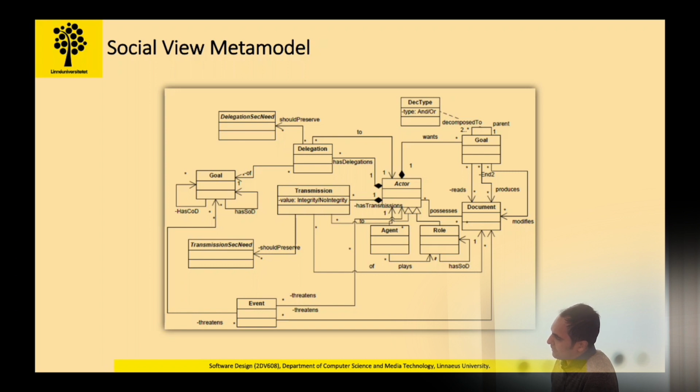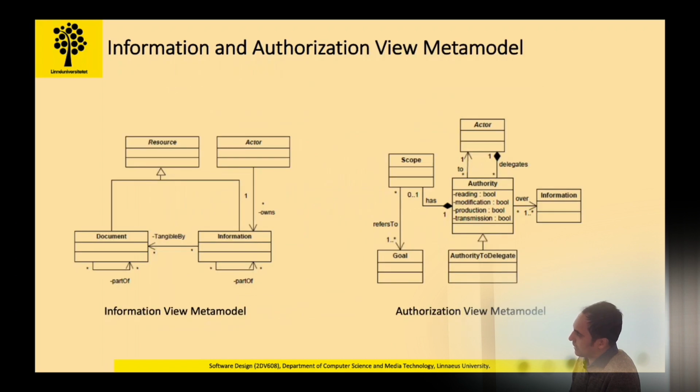There can also be events in our social view, and each event either affects the goal or the actor. So those events are basically threats or security or risk. It can be anything that either positively or negatively affects your system. And I think I mentioned all of them. And then there is also a meta model for the information and authorization view.